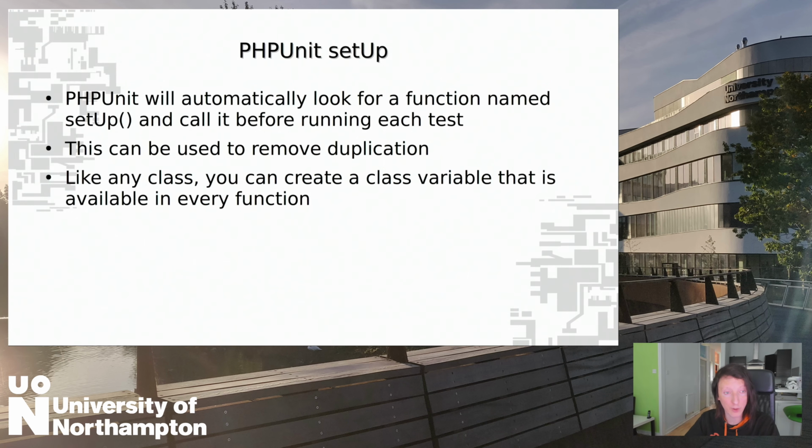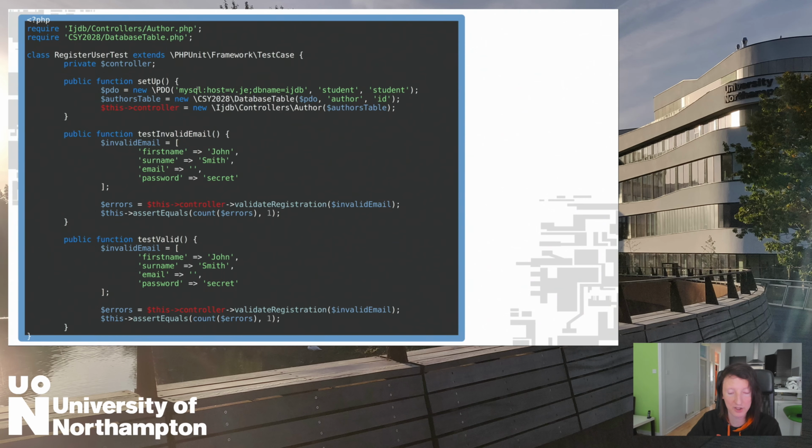So what we can do instead is use something that's inbuilt in PHPUnit called the setup function and call it before each test. So this function gets automatically called before each test, and anytime you'd have code that would normally go at the top of each test, you can just put it in this function and it will get run automatically. And like any class, you can create a class variable that's available in every function in the class.